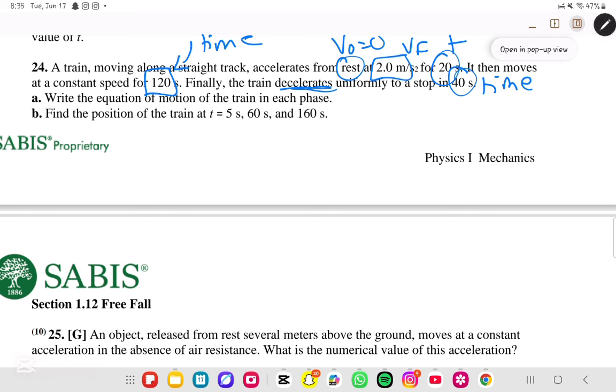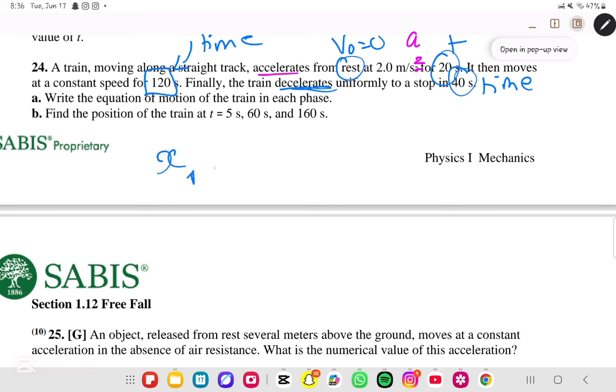So phase 1, let us do phase by phase. Phase 1, it accelerates from rest at 2 meters per second for 20 seconds. I think this is supposed to be 2 meters per second squared. So don't pay attention, this is wrong, by the way. They're not supposed to put it here, they're supposed to be here. So it's 2 meters per second squared. This is not velocity final. This is the acceleration. Okay? So they want to find what? They want to find the equation of motion. So they want to find the displacement at the first phase.